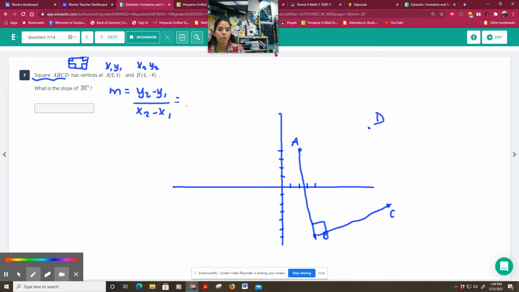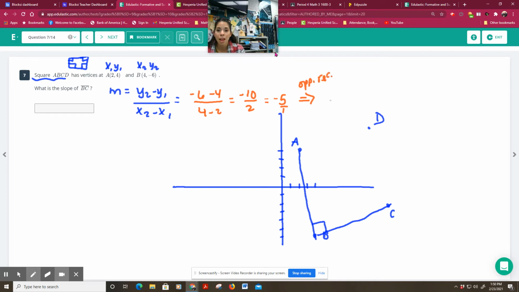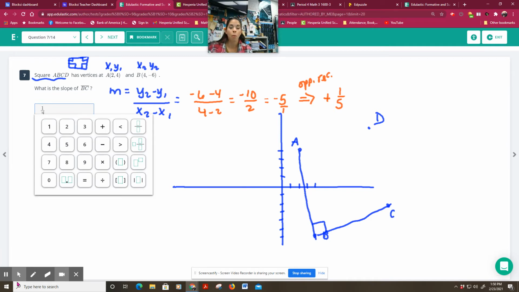Okay, so I'm going to switch colors. So we'll have -6 minus 4 all over 4 minus 2. So that's -10 over 2. We do reduce this, so it'll be a -5. Okay, so what is the opposite reciprocal of -5? You can make any number a fraction by putting it over 1. Its opposite reciprocal is going to be, well, the opposite of negative is a positive, and the reciprocal of 5 over 1 is 1/5. So the slope of BC must be 1/5.